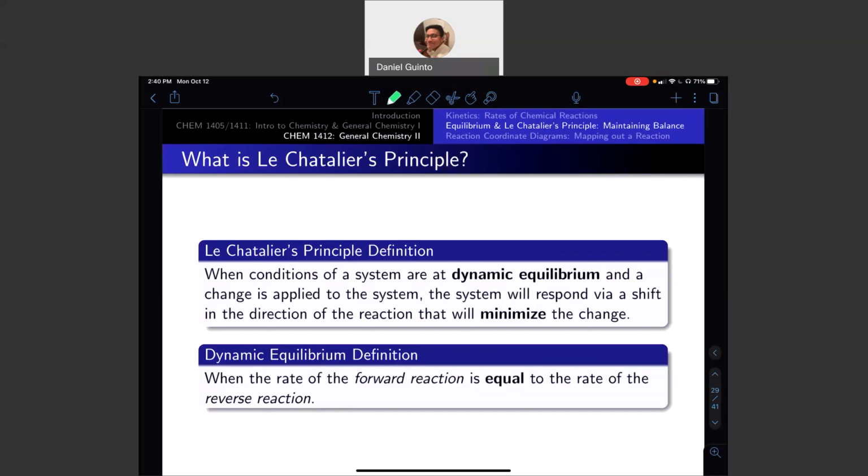But we also have to define a dynamic equilibrium is when the rate of the forward reaction is equal to the rate of the reverse reaction, which means it's an actual equilibrium with the reaction itself.